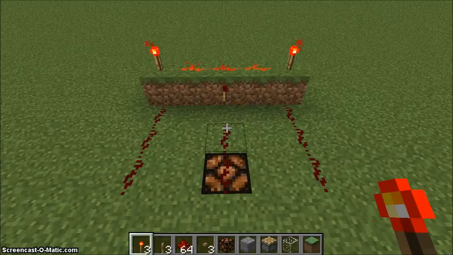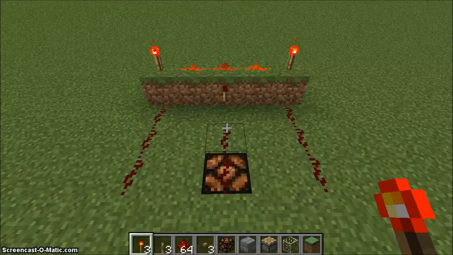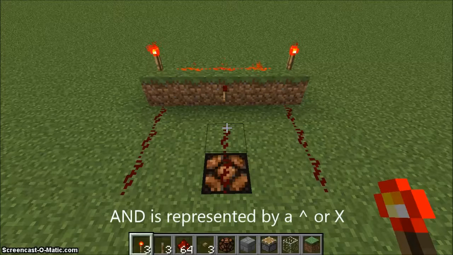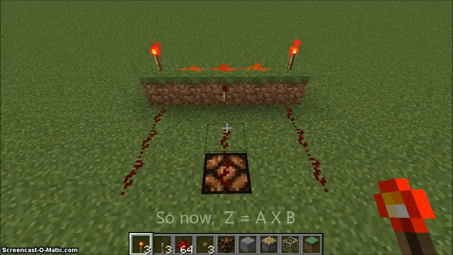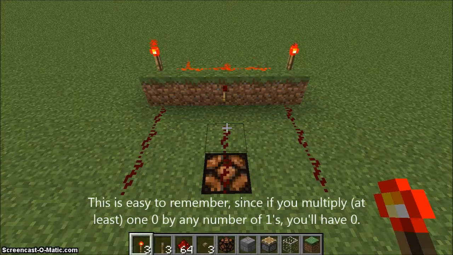The third basic logic gate is called an AND gate. Basically, the output of an AND gate is 1 if and only if all of the inputs are 1. If any of the inputs is 0, then the output will be 0. Now, in Minecraft, we don't really have a true AND gate. However, we can construct one using an OR gate and NOT gates. This is possible due to a law called De Morgan's law.